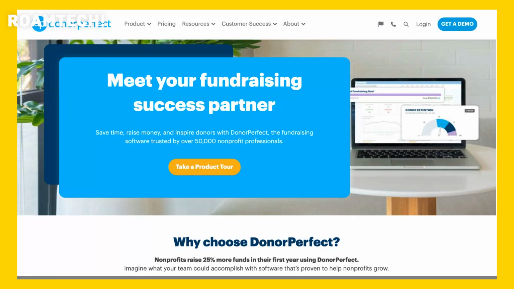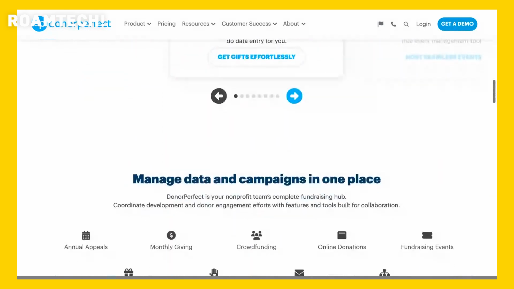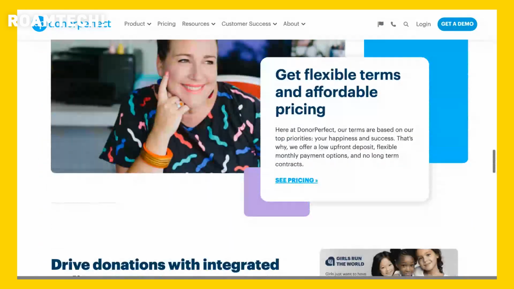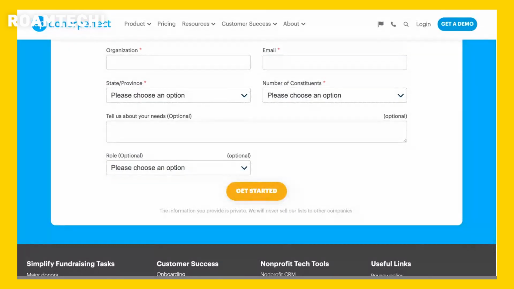The system performed reliably. I never experienced any significant slowdowns or crashes. I had a quick question about setting up recurring donations, and their support responded within a day via email, very helpful and efficient. I was really impressed by how easy it was to track donor engagement and personalize communication.